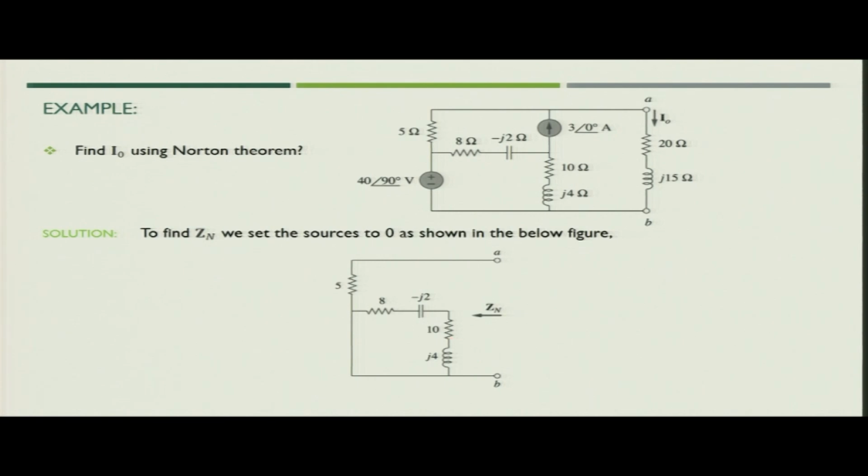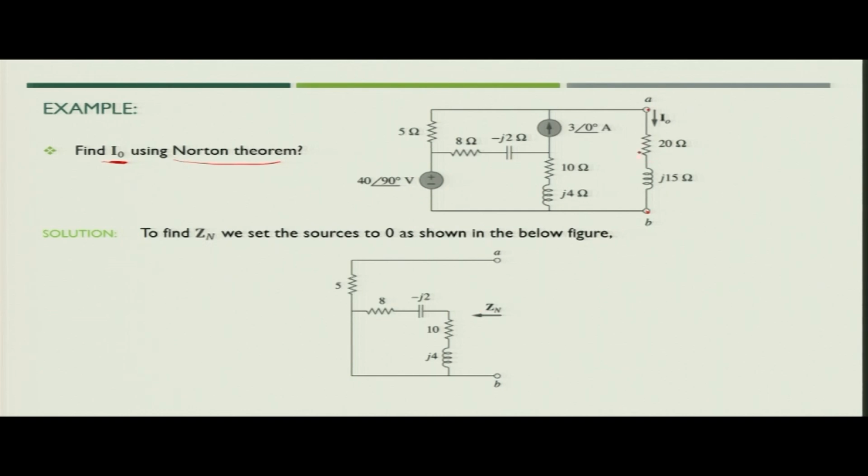Now, in this particular example, we need to find out the value of I naught, that is the current flowing through the segment AB using Norton's theorem. To find out the Norton's equivalent, first we will remove the load from terminal AB. Now, what we need to find out? We need to find out the value of Norton's equivalent impedance, that is Zn.